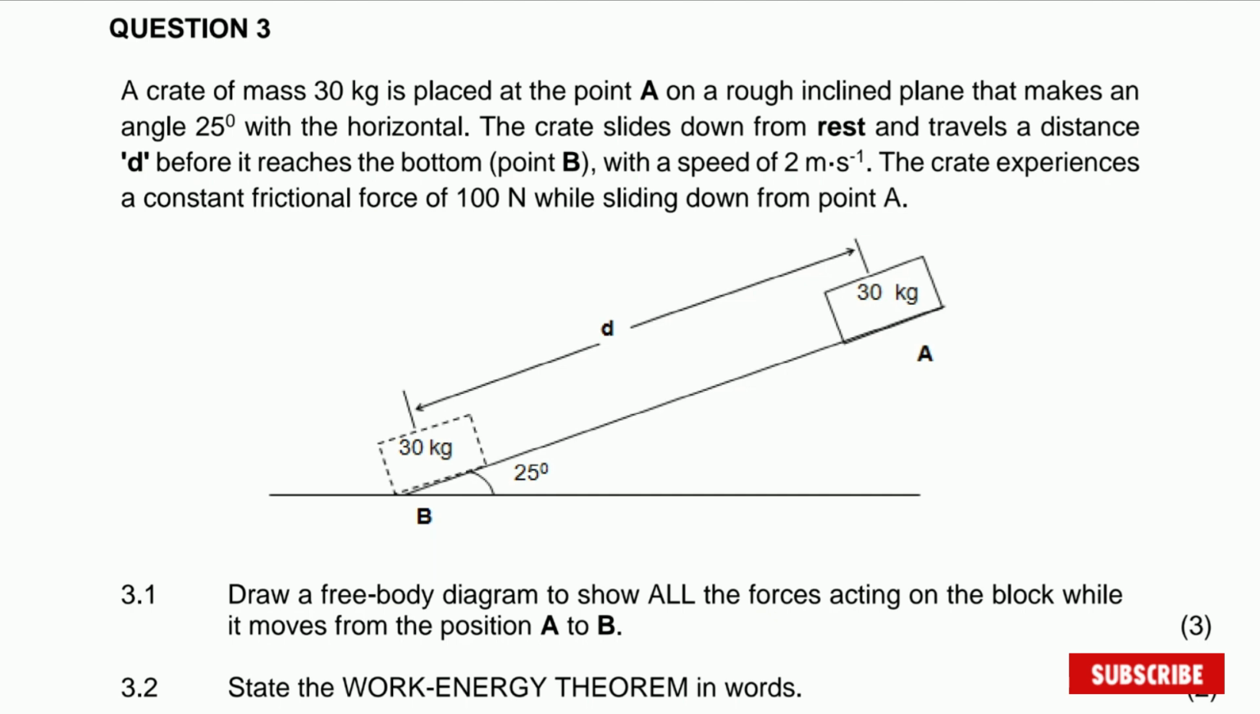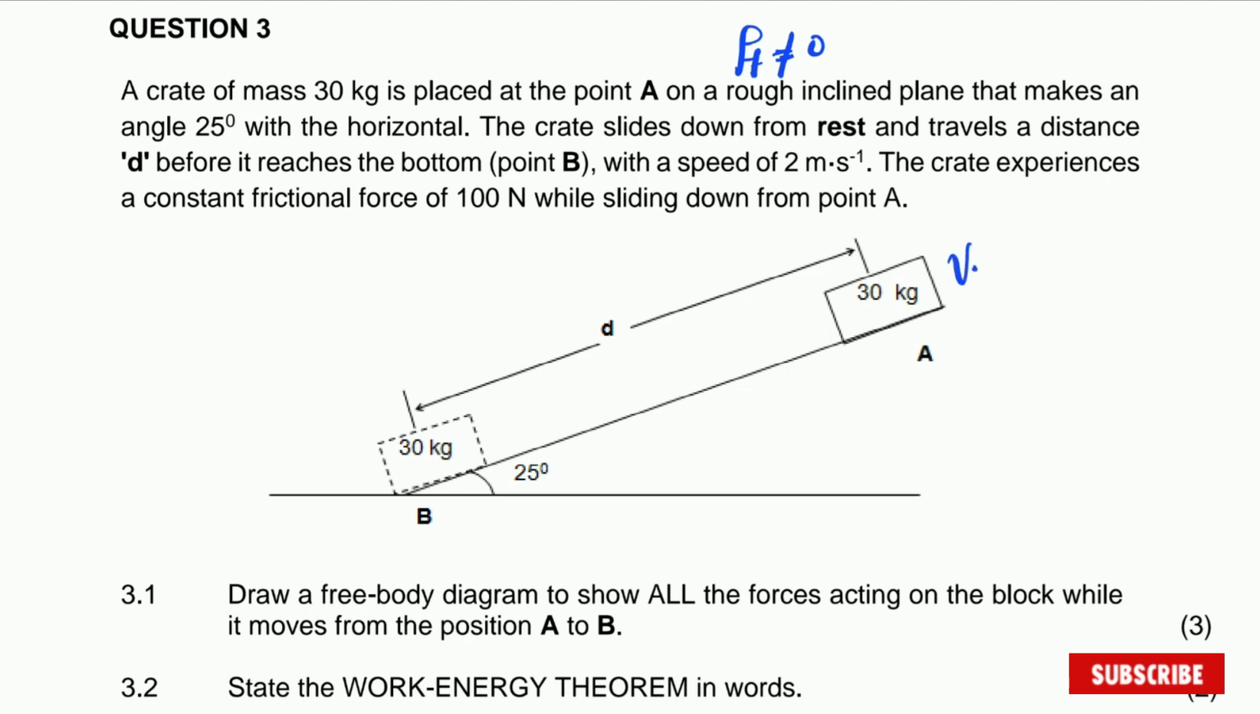Now question 3 says a crate of mass 30 kg is placed at the point A on a rough inclined plane. So there is friction in this plane. It's an incline and there is friction. Friction is different than 0. That makes an angle of 25 degrees with the horizontal. You can see the angle there. The crate slides down from rest.